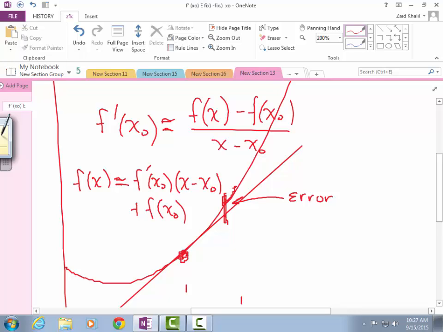So generally speaking, what x0 are we generally going to be looking at? 0. We're generally going to be looking at where x0 equals 0. So it even becomes simpler: in general, if x0 equals 0, then f of x is approximately equal to f at 0 plus f prime at 0 times x.